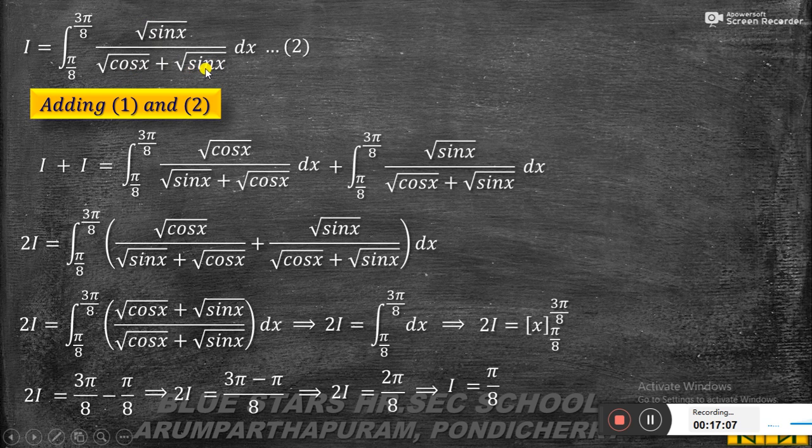So the next step we write the integral from pi by 8 to 3 pi by 8 of root sin x by root cos x plus root sin x dx. We mark this as equation number 2, as we already marked one equation.